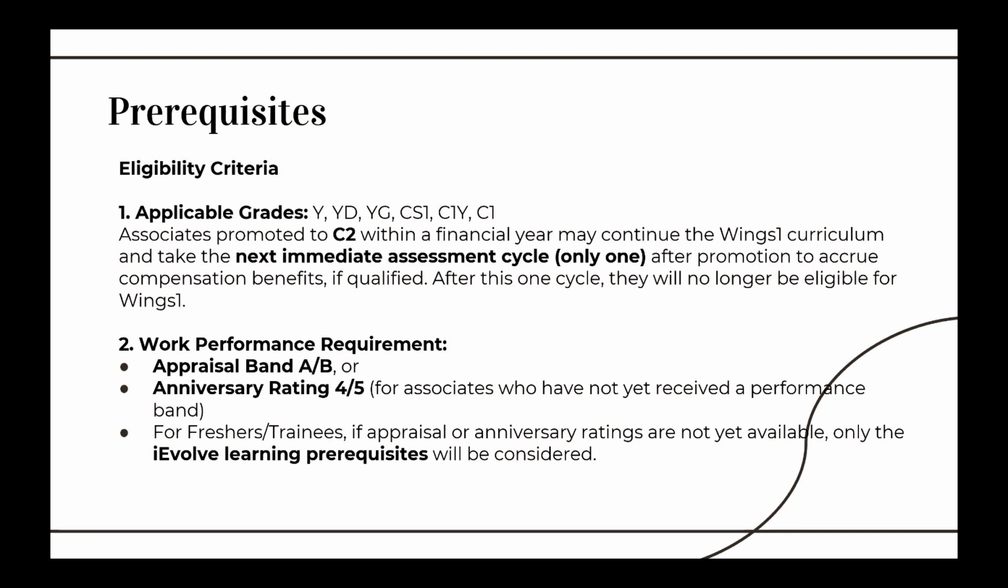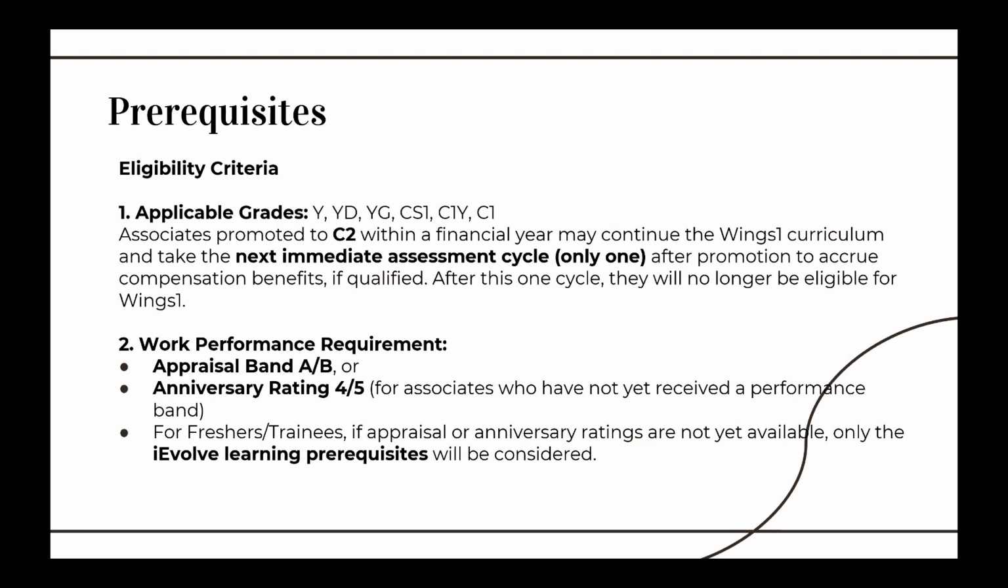Now, when you join as a Ninja associate, you join at the Y grade, and then you gradually move from Y to C1Y and then to C1. So if you clear the TCS Digital exam, then you get converted directly from Y to C1 grade. So if you're a digital candidate, you will have the C1 grade.